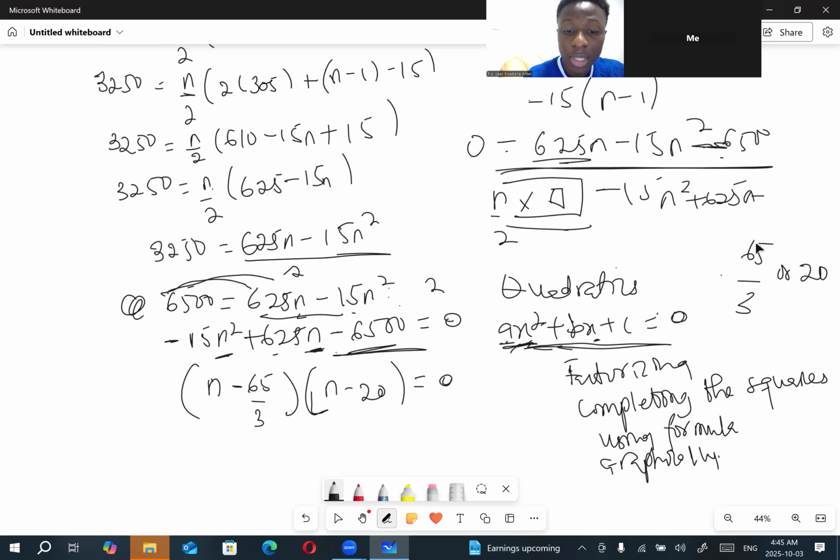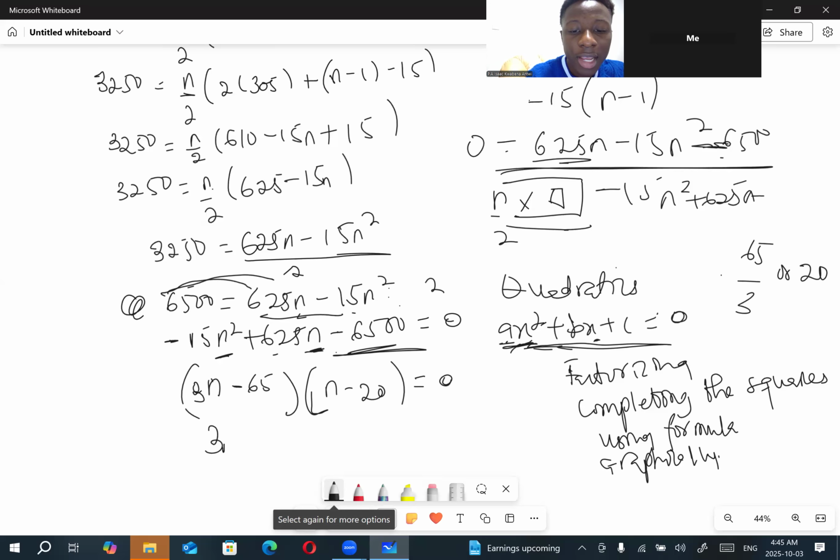But I want to say something. When it's a fraction, after you've done this, remember to put the 3 here, then clean it. Whenever you get a fraction, you do what is expected of you. When you're done, clean it and put it in front. So by this way, this quadratic has factors (3n minus 65)(n minus 20) equals 0. So I've expressed the step.